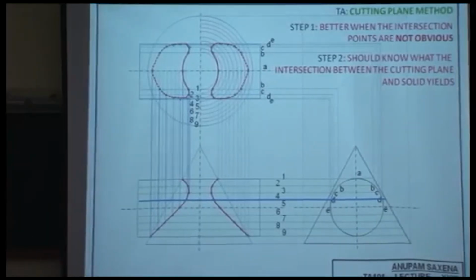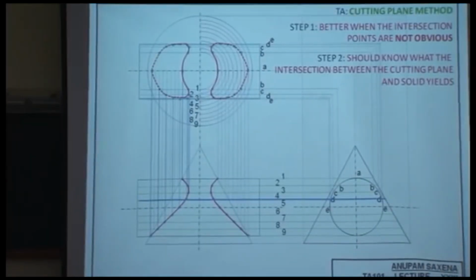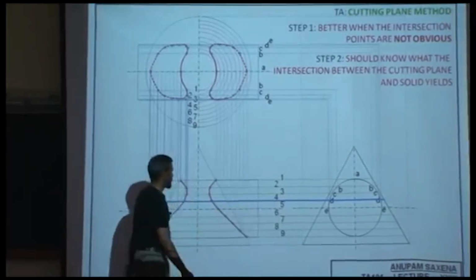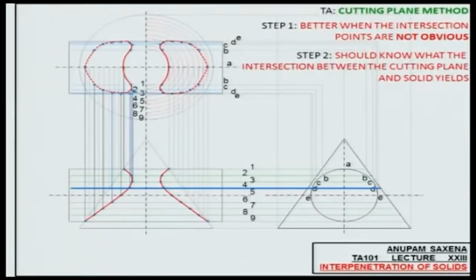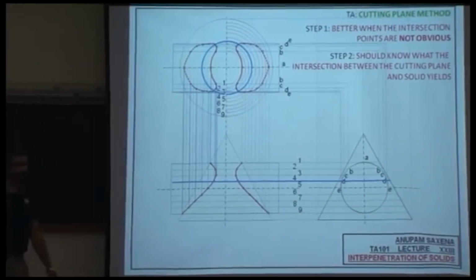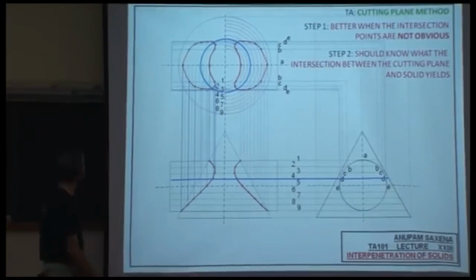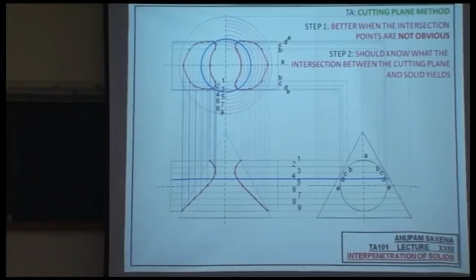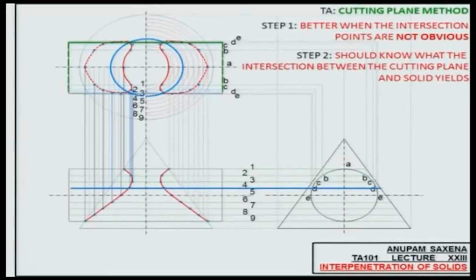Let's take an example. So let's take plane D slicing the assembly of cone and cylinder. Okay. So corresponding to this plane, the intersection between this plane and the cone gives me a circle, and the intersection between this plane and the cylinder gives me a rectangle. So in the top view, how many intersection points would you see? You would see 4 intersection points.